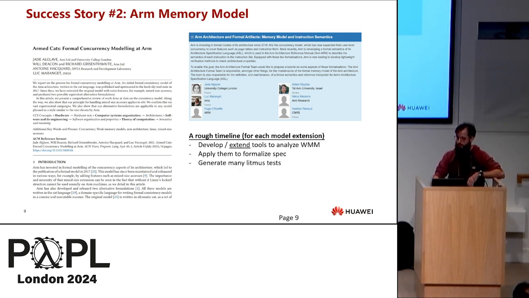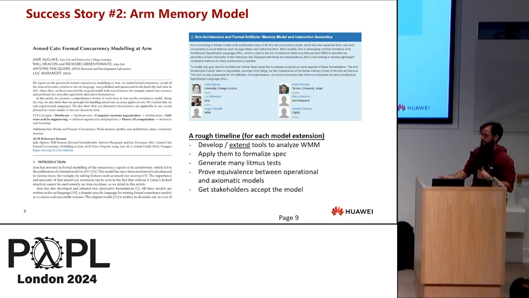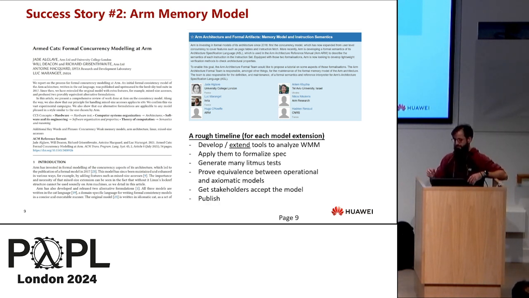Again, you need to generate a bunch of litmus tests. One of the good things is that they keep a promise that they're going to keep in sync both the axiomatic models, they have a few axiomatic memory models, and operational ones. So they keep a promise that they're going to keep proving the equivalence between those. They talk with the stakeholders to eventually get these things accepted, and they publish.